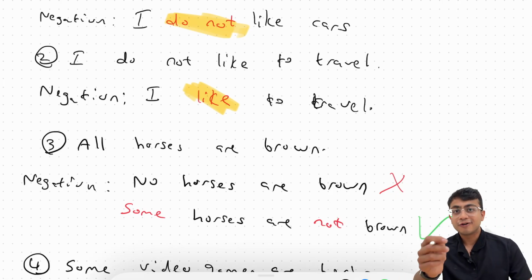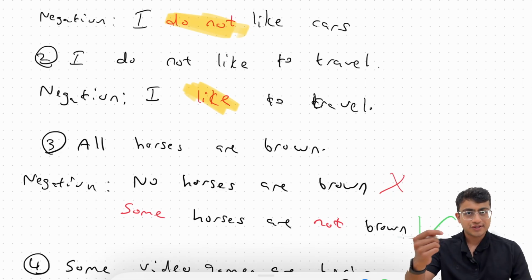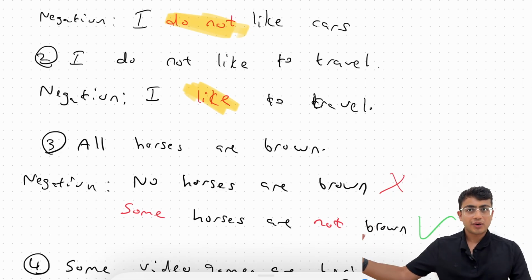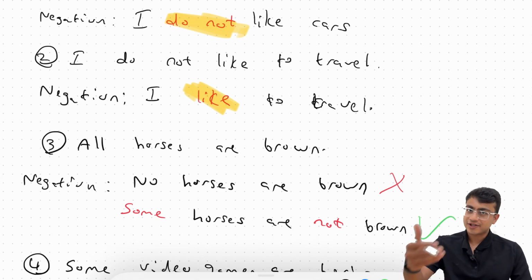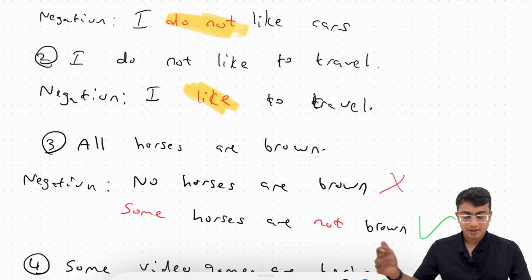And once again, the burden of proof comes here. "Some," as we already discussed, means at least one. So if I find one horse, Gandalf's horse, that is white in color, I can say that some horses are not brown. That is the minimum thing I need to disprove "all horses are brown."